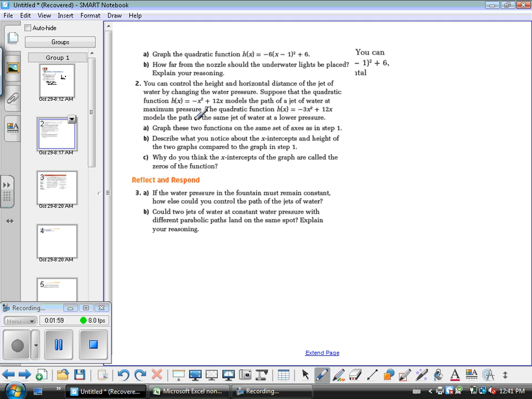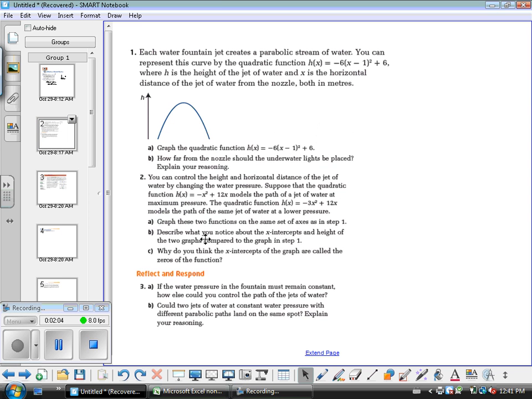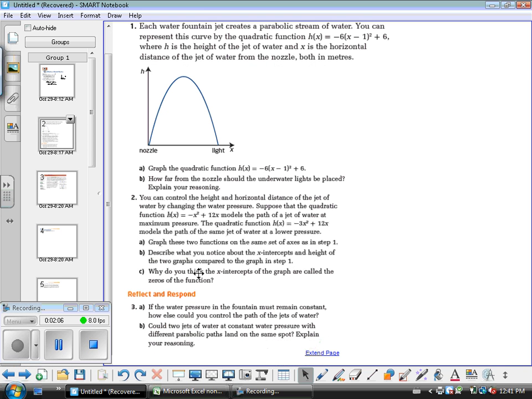So you have an example here, just a quick example, where they show you a picture of a water fountain. Each of the jets that comes out, comes out in an arc that's basically a parabola, and the jets are designed to land precisely on the underwater spotlights. So they set it up so that wherever the water's going to land, that's where they're going to have a light. So it just makes it a little nicer.